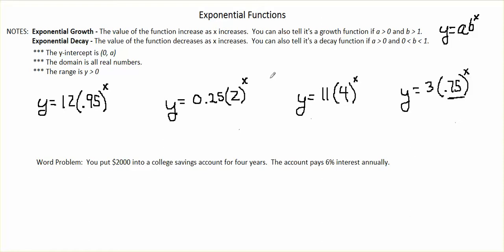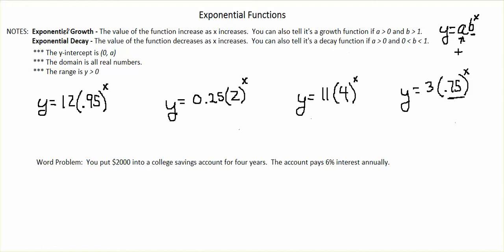So let's take a look at growth functions. What is a growth function? A growth function is one in which the value of our function increases, so our y value increases, as our x value increases. And you can also tell that it's a growth function if in our equation here our a value is positive. So if this guy is positive, then we can take a look at our b value to see whether it's a growth function or a decay function.